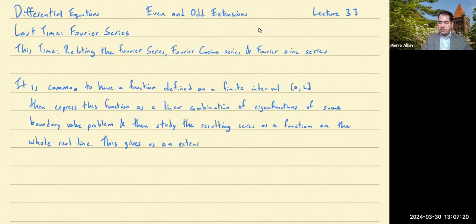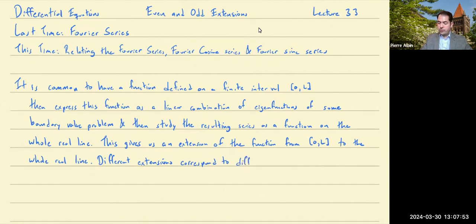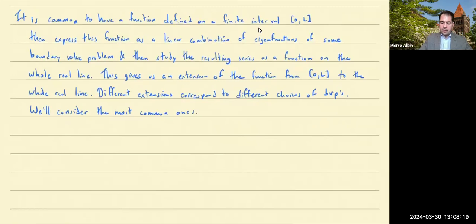This gives us an extension of the function from 0 to L to the whole real line. Different extensions correspond to different choices of boundary value problems. We'll consider the most common ones.